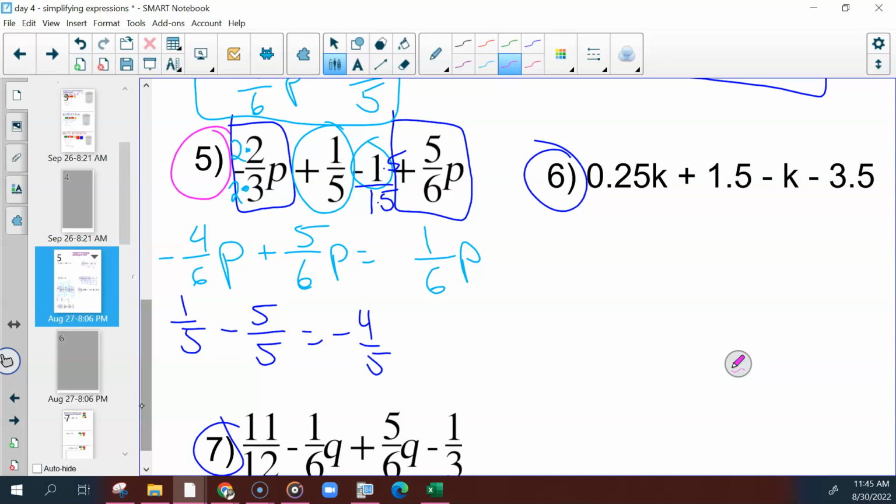Who wants to share their answer for 6? We're not as confident on that one. But I saw a lot of good answers. Lisa. Negative 0.75k minus 2. Who here had the same answer? The majority of us. Well, this one is working it out part. Make sure that this has a 1 in front of it. It's just invisible. So you'd be subtracting these 2 and then subtracting these 2, and you get negative 0.75 and negative 2. Questions on that one?